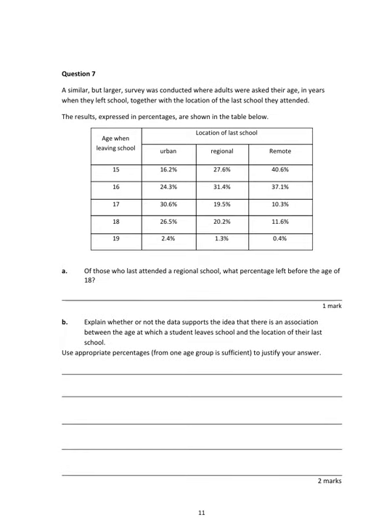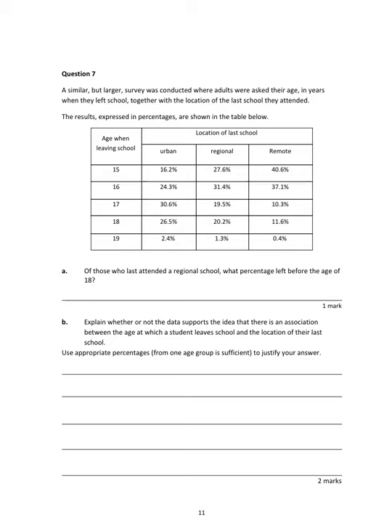Question 7. A similar but larger survey was conducted where adults were asked their age in years when they left school, together with the location of the last school they attended. The results expressed in percentages are shown in the table below. So we've got the age when they left school, compared with the location: urban, regional, or remote.